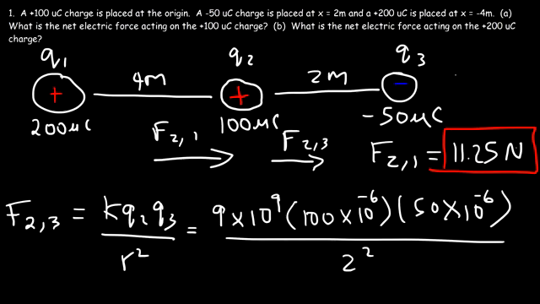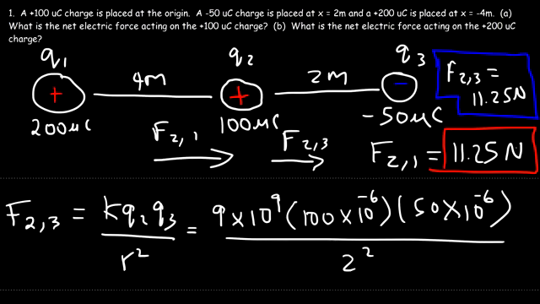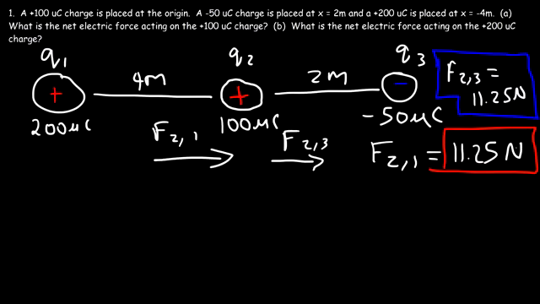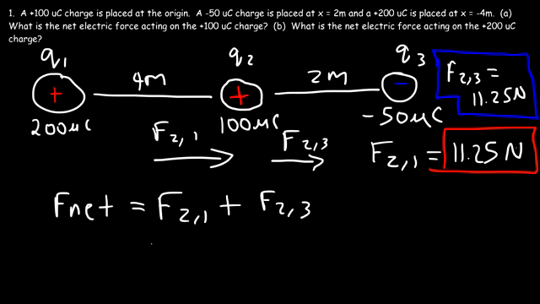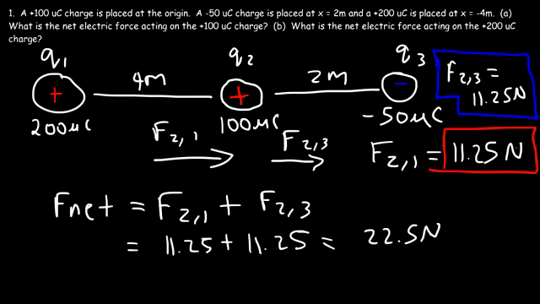It turns out that F2,3 is equal to the same number, 11.25 newtons, purely by coincidence. So now we can calculate the net force acting on charge 2. So as we said before, the net force is simply the sum of these two forces because they're going in the same direction. So it's F2,1 plus F2,3. And so that's going to be 11.25 plus 11.25, which adds up to 22.5 newtons. And so that's the answer for part A.